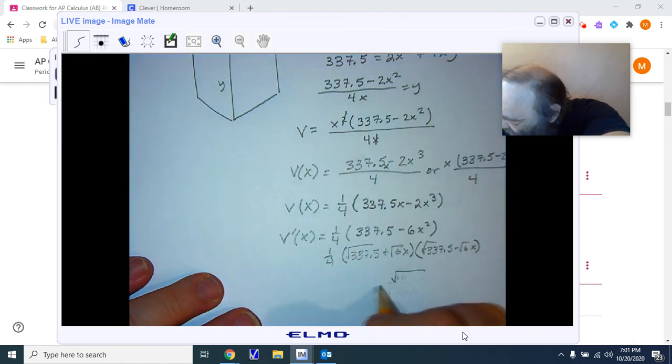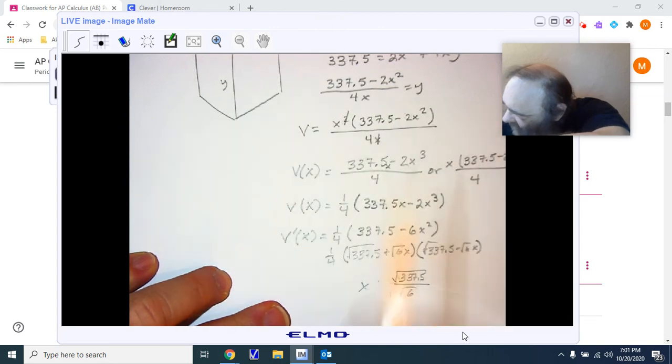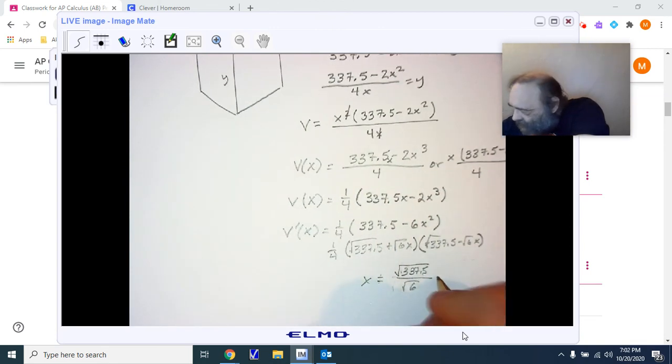So we're looking for x equal to approximately the square root of 337.5 divided by root 6. It's actually exact, Mr. Lamb, until you make it a decimal. And then when I do this, it turns out to come exactly 7.5.